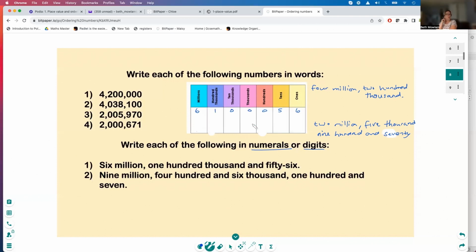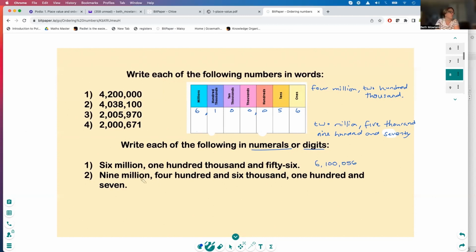So 6,100,056. So that's how you'd write that number. Notice when we write big numbers, we put commas in. So the reason we do that is basically it's just to make it easier to read. Now, when you're putting commas in, you start at the units and go back 3 spaces. So the commas are always going to go every 3 spaces. So starting at the end by the units, go back 3 spaces. And it just makes it easier to read the number because you're then not trying to count how many digits you've got.